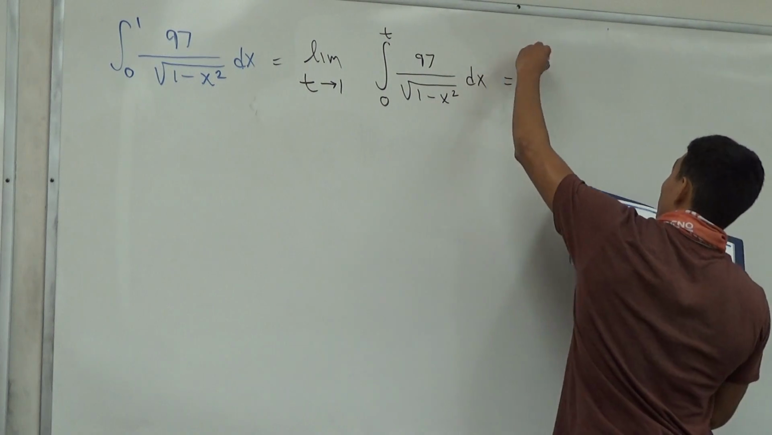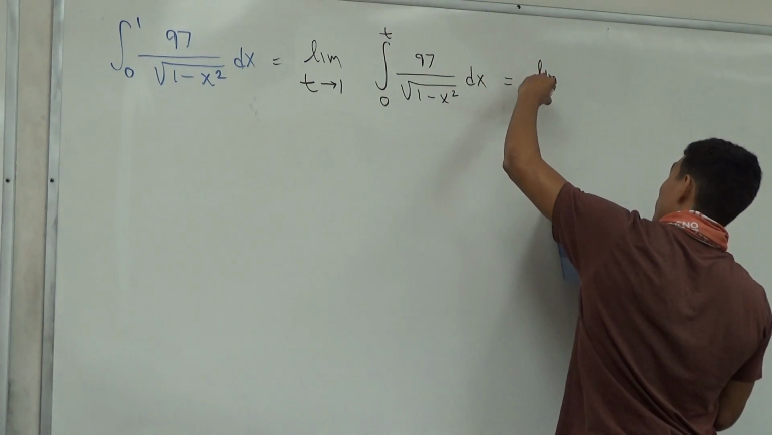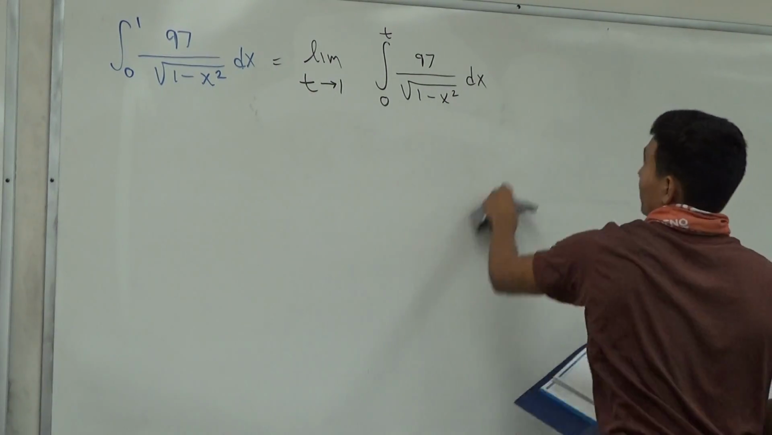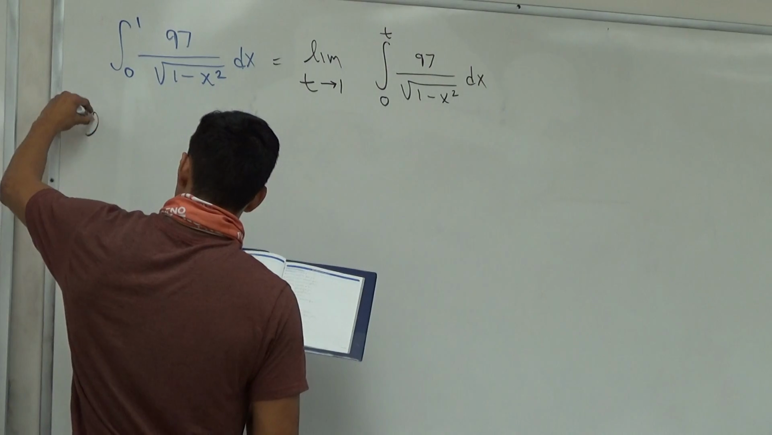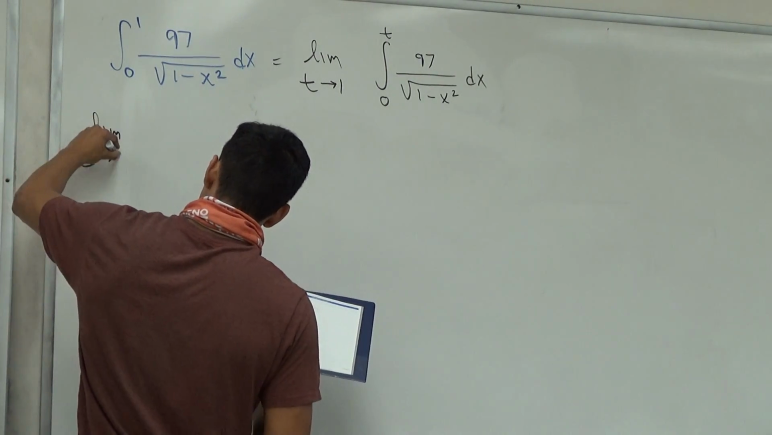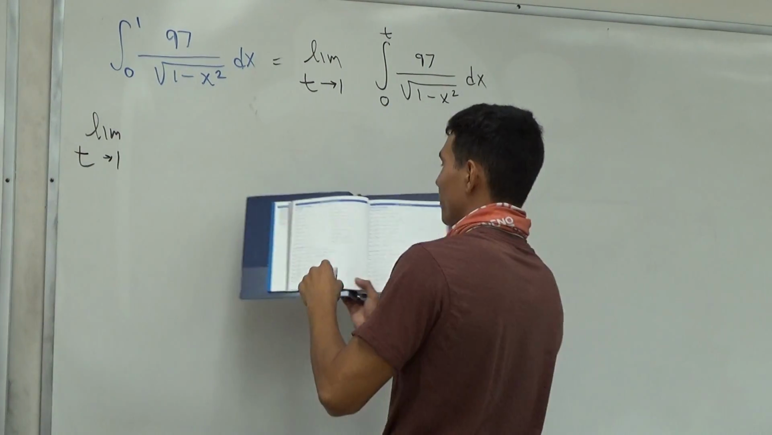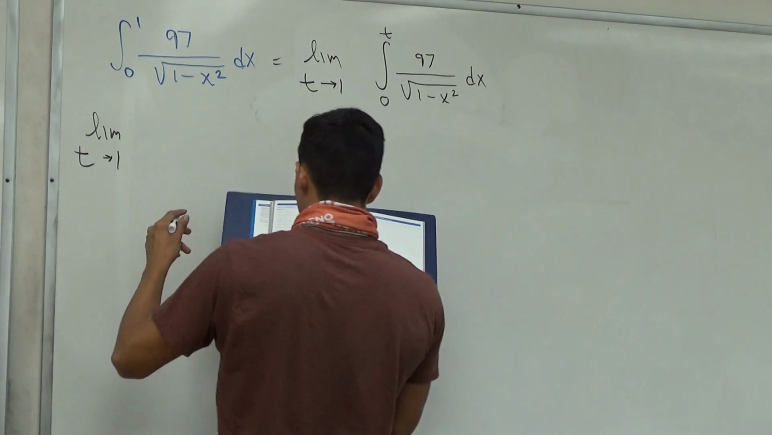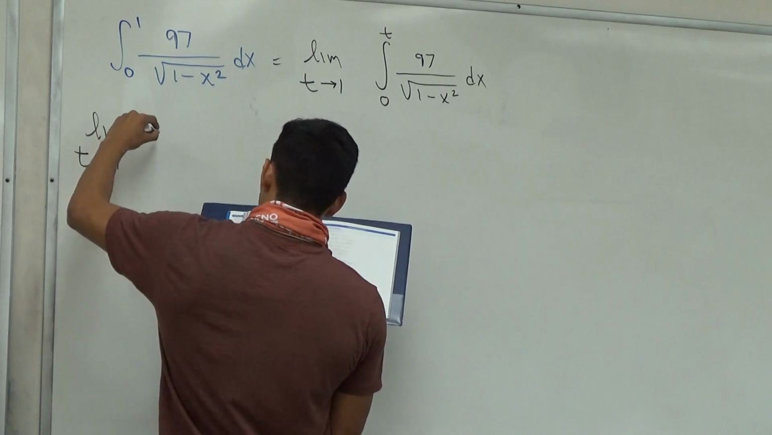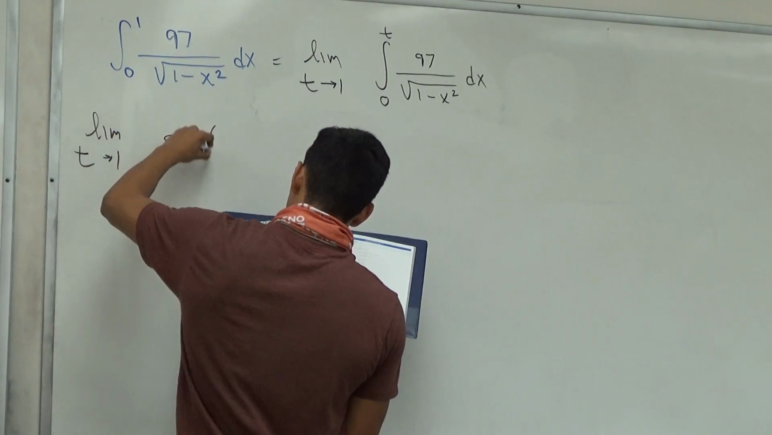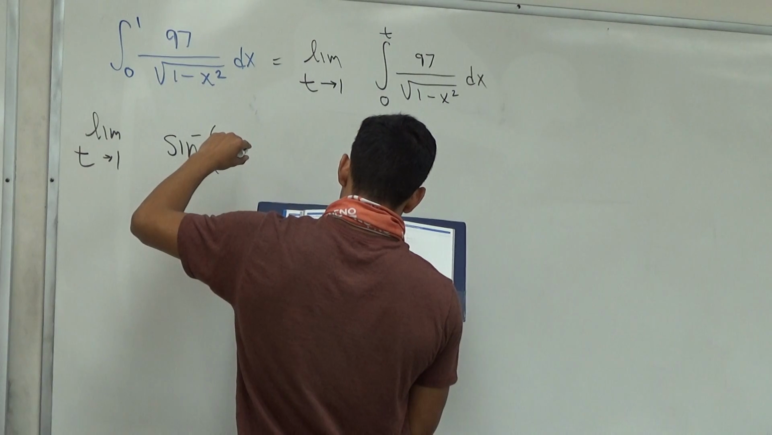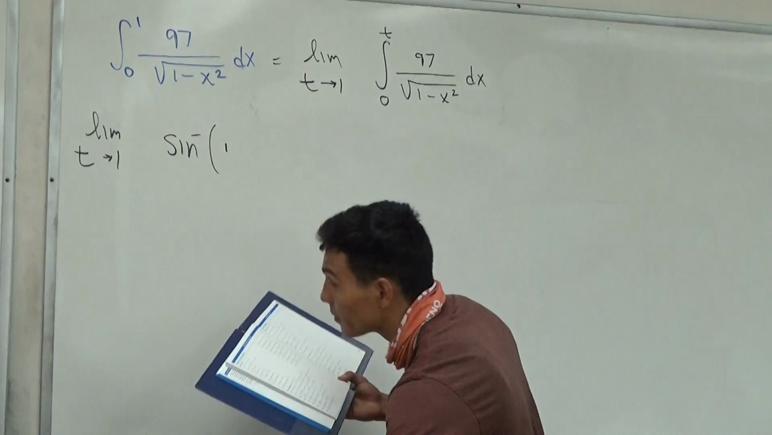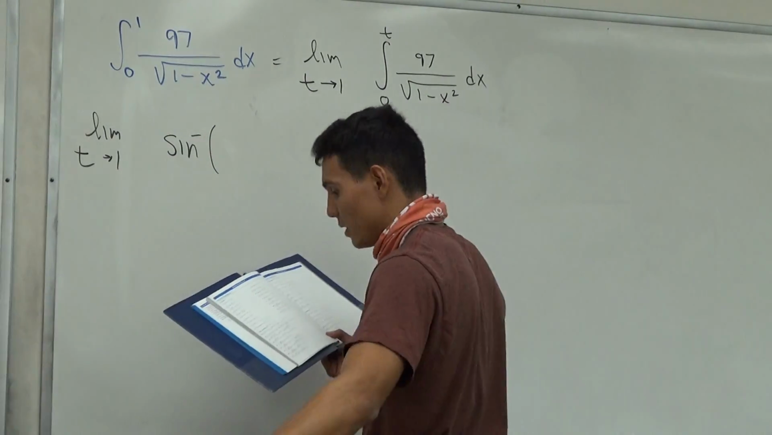This is going to equal the limit as t goes to 1. Now I'm going to write this lower actually, so it doesn't get out of frame. This is the limit as t goes to 1, and the answer for this, all you have to do is use the integral table like I've been saying. And where is it? I just lost it now. Okay, yep, it's equal to sine inverse x.